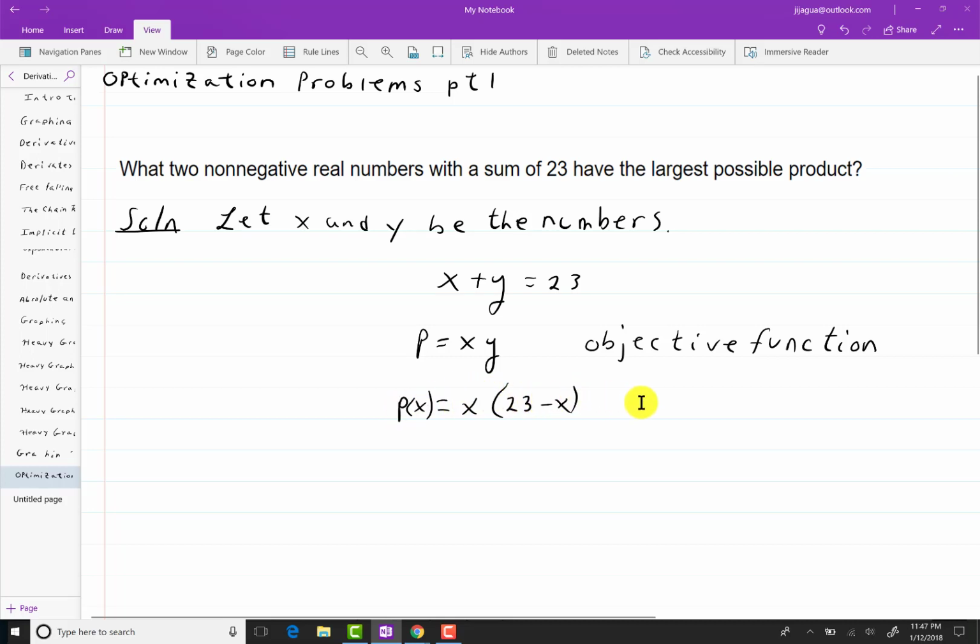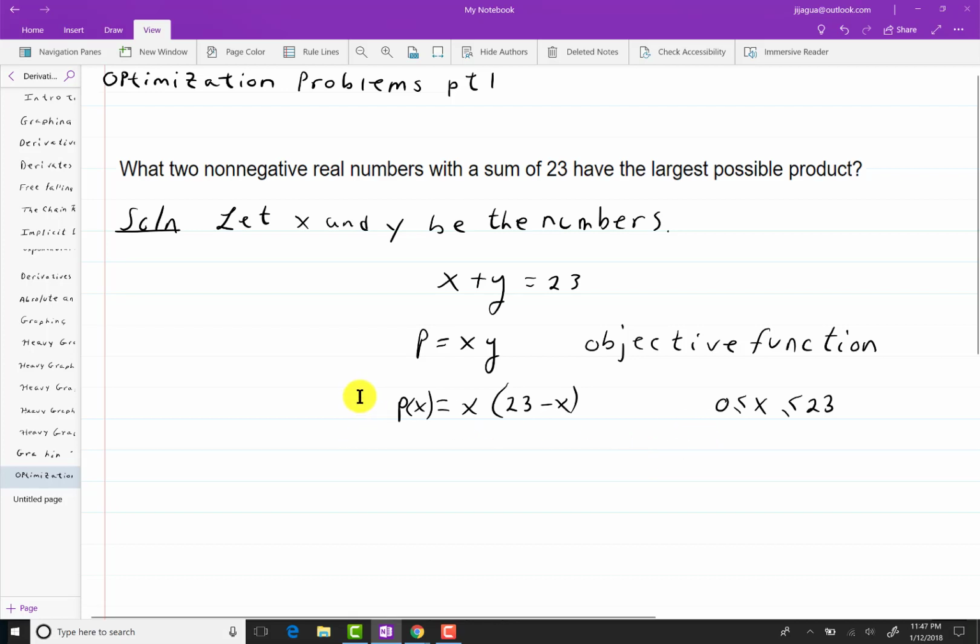We have some more information here. You were told that the two numbers were non-negative. So you knew, for one thing, that x was greater than or equal to 0. On the other hand, x cannot be bigger than 23, otherwise y would be negative, and both numbers have to be non-negative. So the biggest x can possibly be is 23. This is wonderful. We have a closed interval. A closed interval is guaranteed to give us an absolute max and an absolute min on that interval.